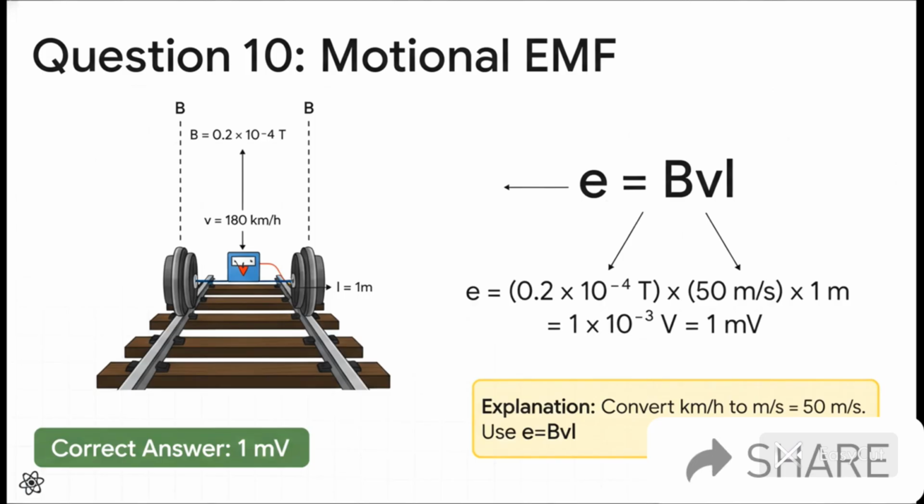And our last physics question, number 10. What voltage do we read across 2 railway tracks when a train is speeding along at 180 kilometers per hour?